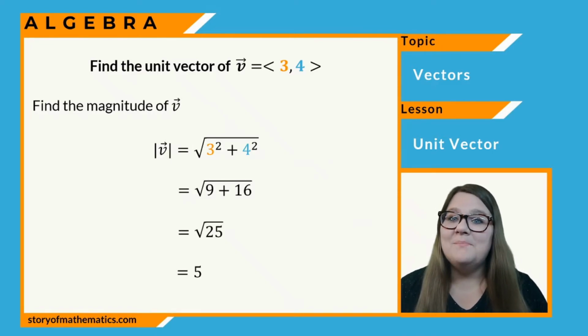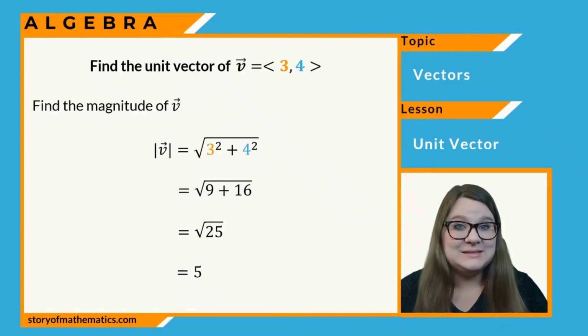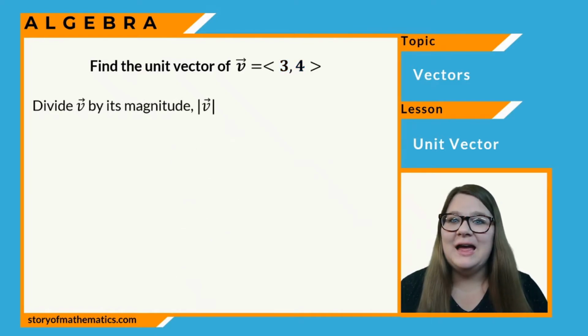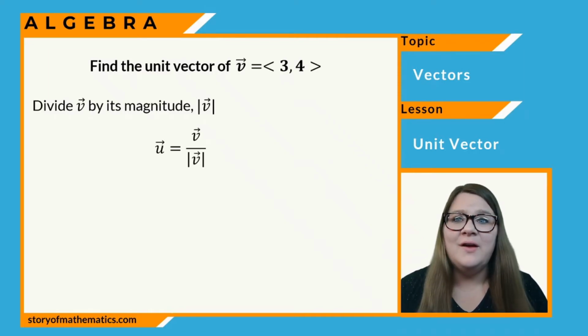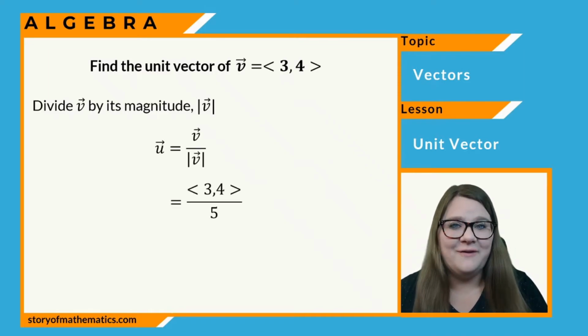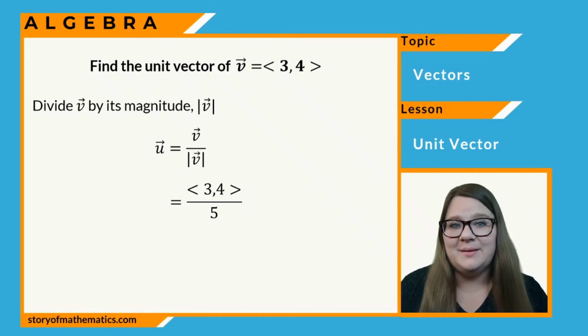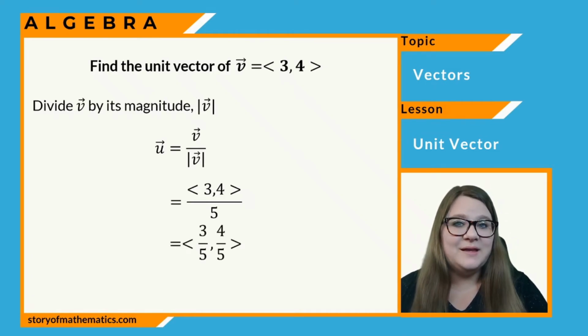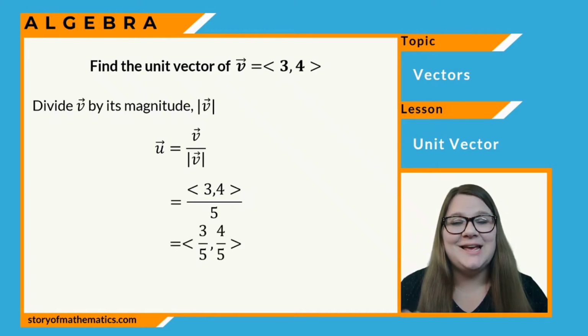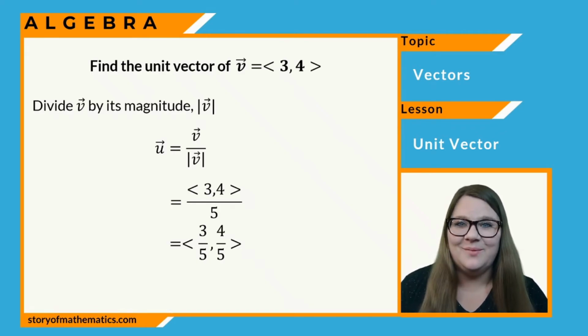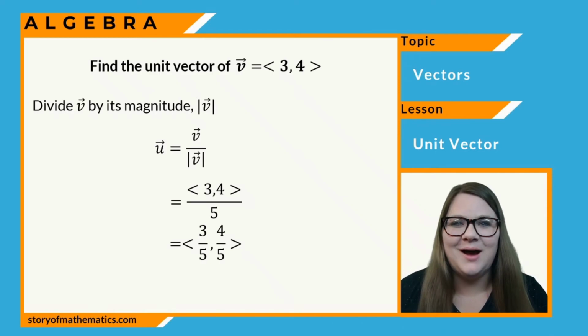Now that I know that the magnitude of the vector 3, 4 is 5, I can divide this vector by that magnitude. So I have 3, 4 over 5. Now, when I take a whole vector and I divide it by a number, I'm really dividing every single component by that number. So this really becomes 3/5, 4/5, which has a length of 1 and is in the same direction as 3, 4. Let's see if we can do another one.